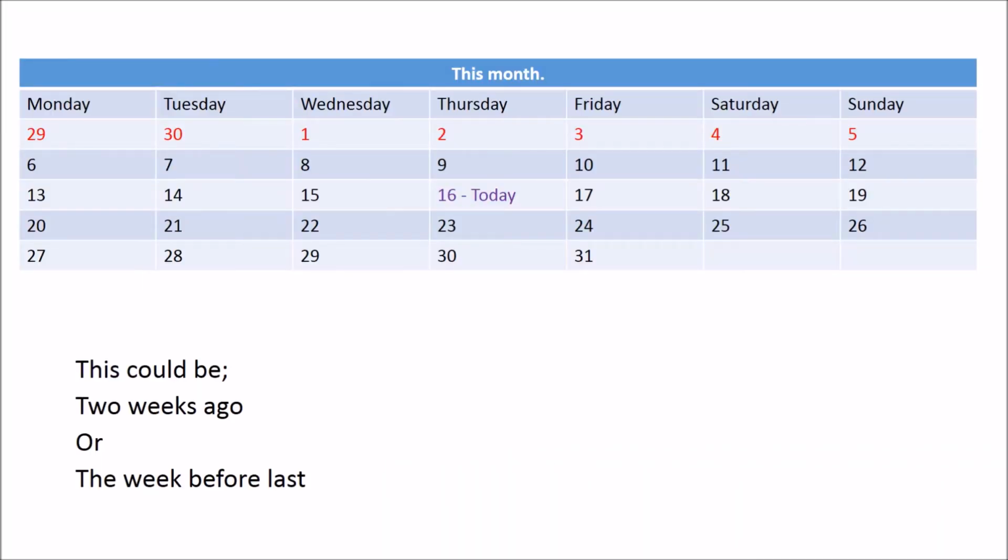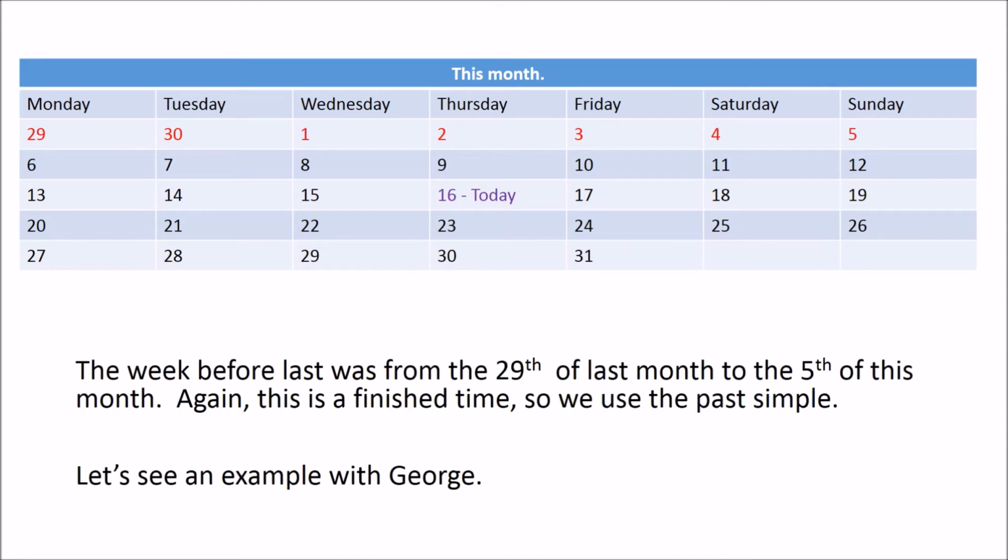This could be 2 weeks ago, the week before last. The week before last was from the 29th of last month to the 5th of this month. Again, this is a finished time, so we can use the past simple. Let's see an example with George.